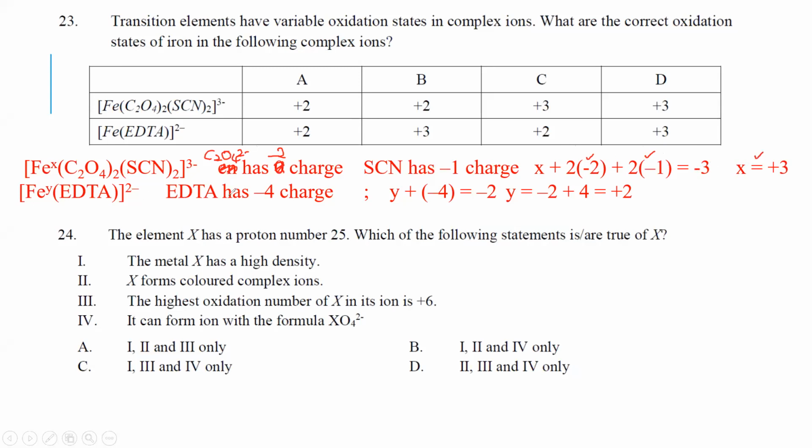Okay, and EDTA has a charge of -4. So y plus -4 equals -2. So y is equal to +2. So it will be +3 and +2 respectively.